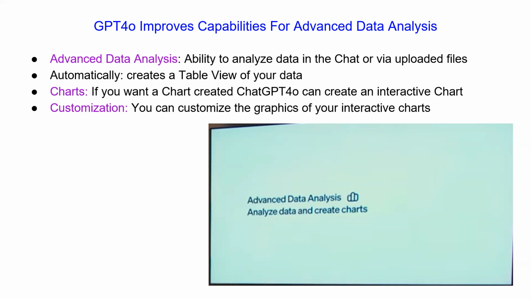That's the ability to analyze data in a chart or via uploaded files of data that you may provide ChatGPT. Also, automatically, if you upload any file that has data, it's going to create a table view of that data for you. And then afterwards, it actually automatically creates a chart. However, if you don't want that, you can also ask it to create specific charts for you, but usually it creates some different charts.